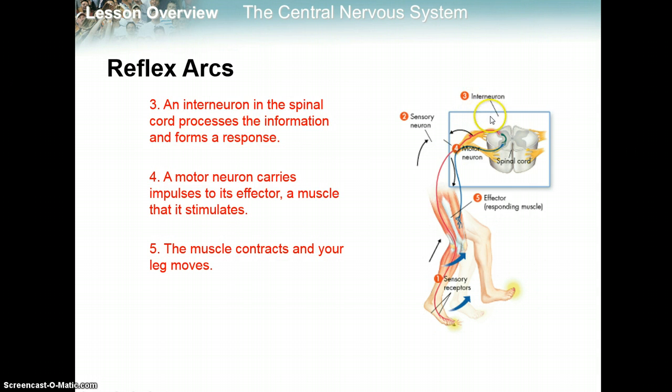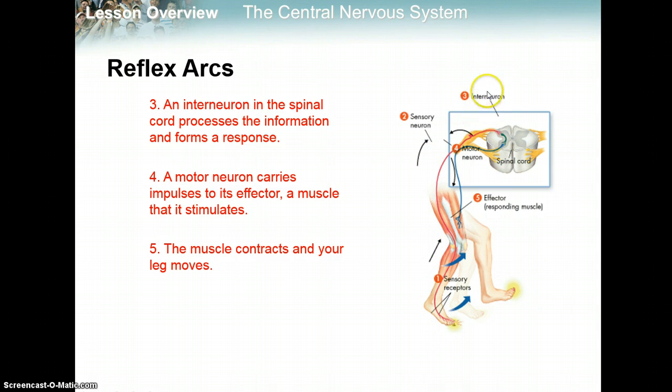Step 3, you have neurons called interneurons that are in your spinal cord. They process the information and form a response. Then that information is passed to the motor neuron. So we're now sending information out of the spinal cord to the motor neurons. They carry those impulses to the effector. An effector just means something that is being acted on, so in this case, the muscles in your leg. The motor neuron passes information to your leg saying, hey, you're stepping on a tack. Then the muscle is signaled to contract and move your leg. So there are 5 basic steps for how a reflex works.